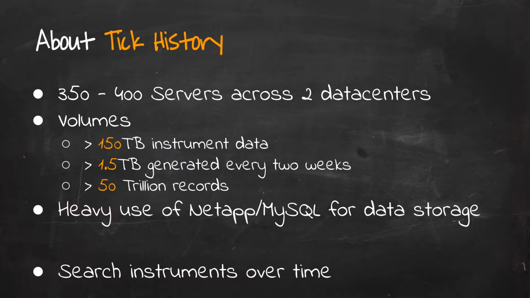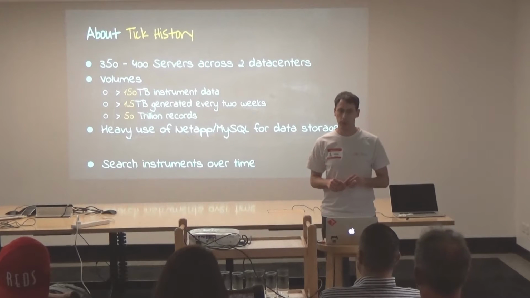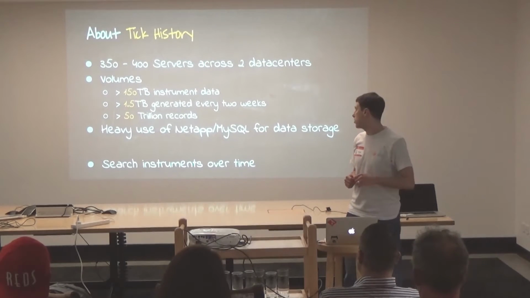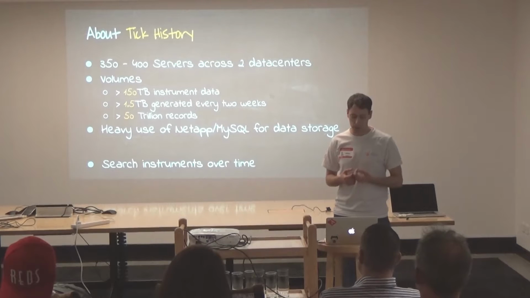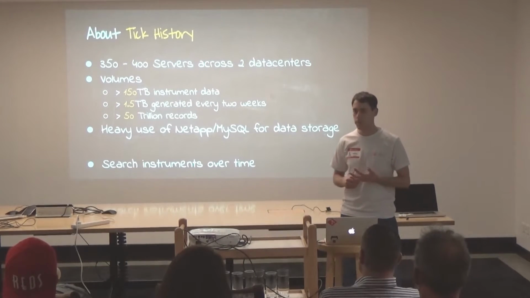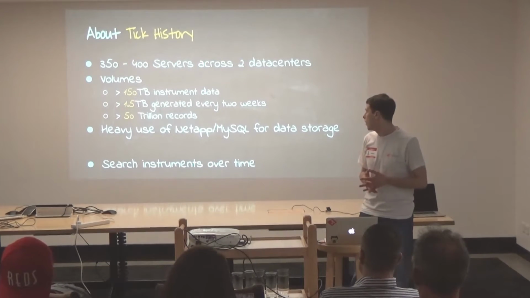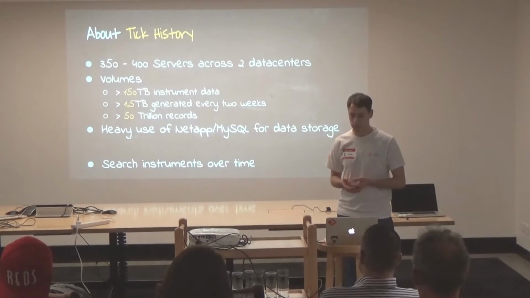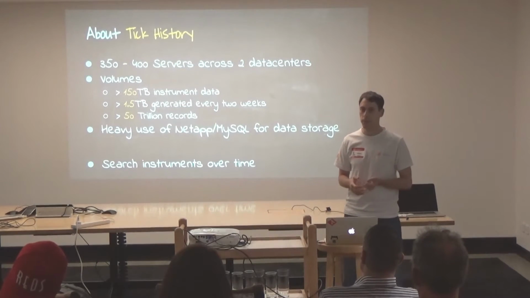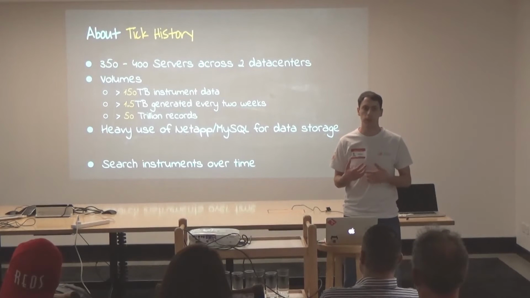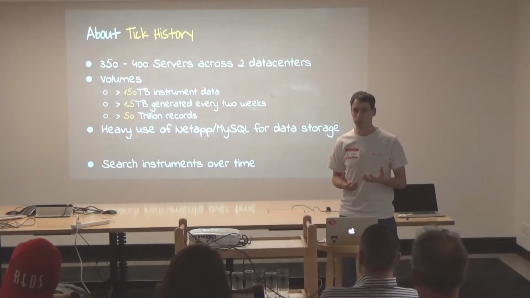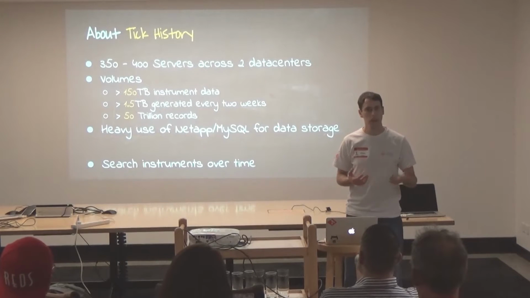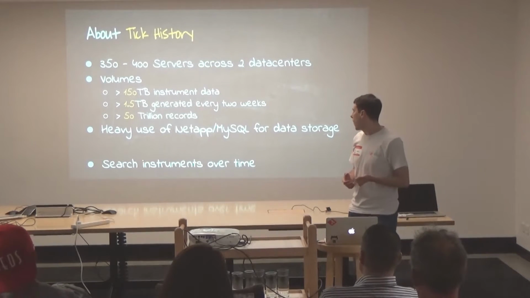So I want to talk a bit about our flagship product, Tick History. When we did this migration, because we've done it already, it's been a while since we've done it, the system was around 350 to 400 servers across 2 data centers. It had a bit of data that it was storing. It was around 150 terabytes of instrument data. When I say instruments, I mean sort of stocks. So for example, BHP, Combank, stocks like that, basically.